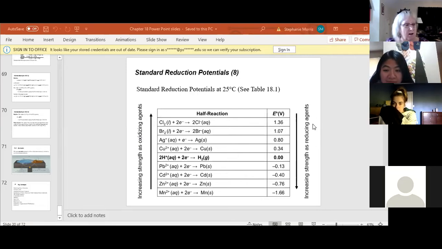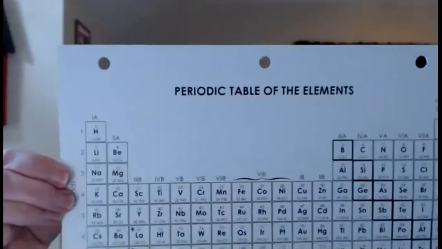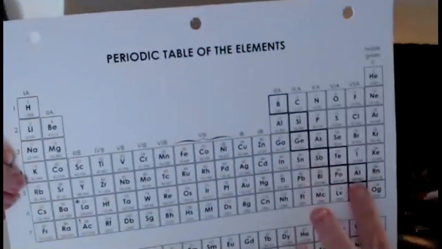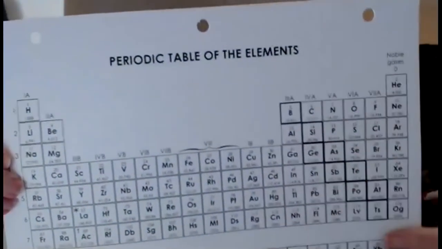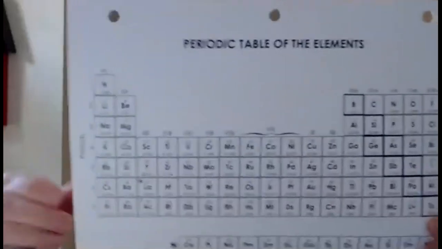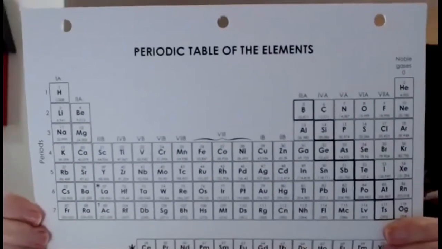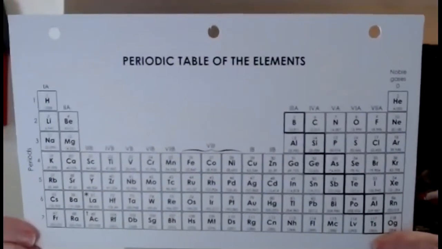Oh, here's another concept. Let me get a chart. Here's another, let me stop share of this so y'all can see. Okay, here's a periodic table, and I've got my halogens over here. Which halogen would be the best oxidant and why?